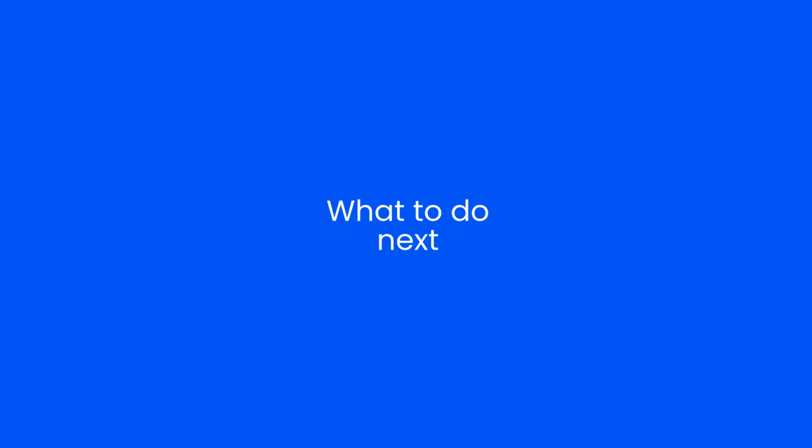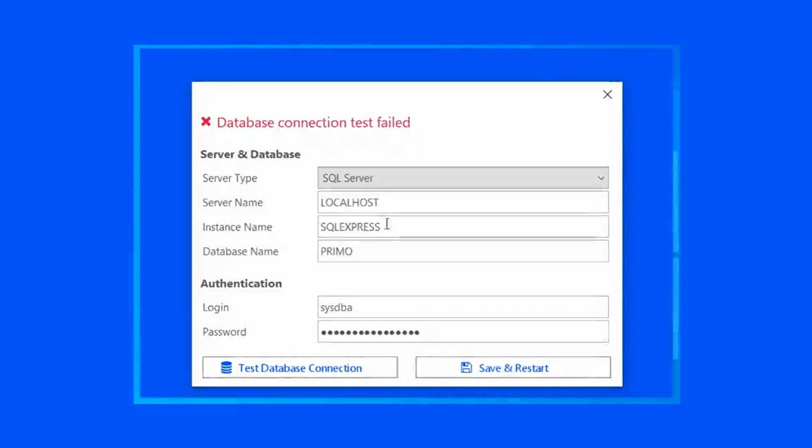What to do next? Once you have done all your checks, like server name, instance name, etc., you can retype the password for sysdba and click on Test Database Connection. When you get the database connection test passed message, it now means that the software can connect to the database. Click on Save and Restart.